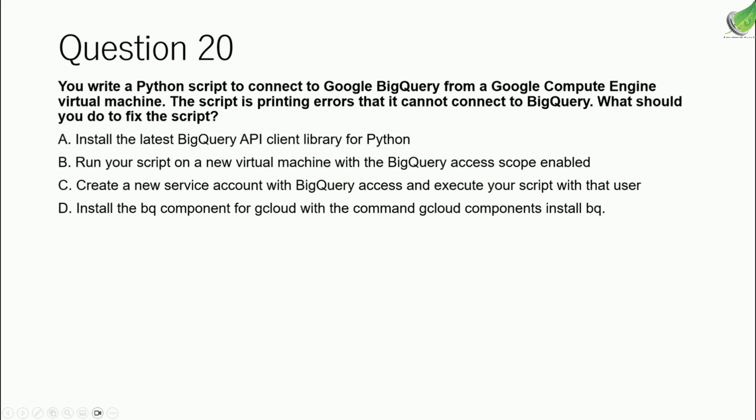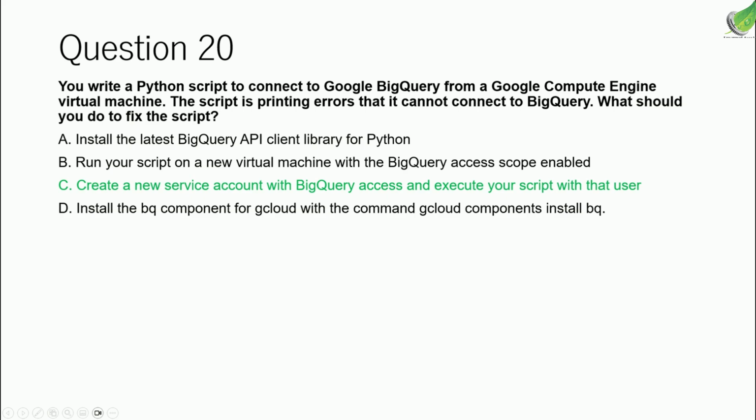This leaves us with option C, which is the correct and most secure way to grant permissions to applications running on GCP. Here's the process. First, you create a new service account, which gives your application its own unique identity, following the principle of least privilege. Second, you grant this service account a specific IAM role, like BigQuery user, which gives it the exact permissions it needs and nothing more.